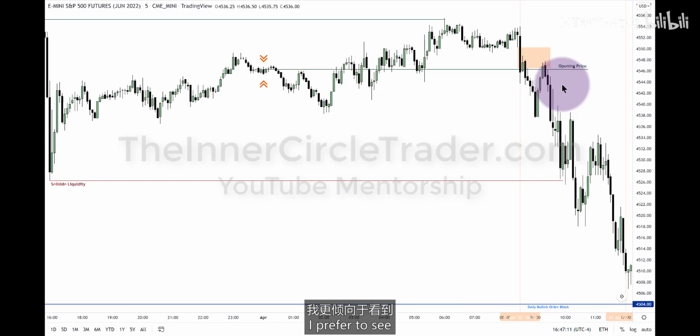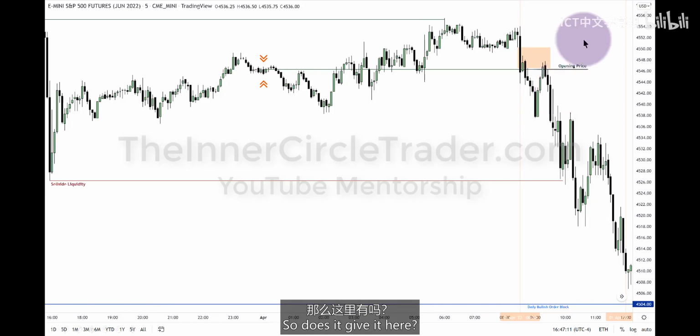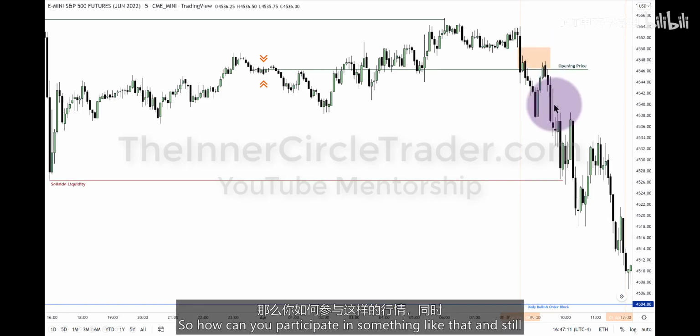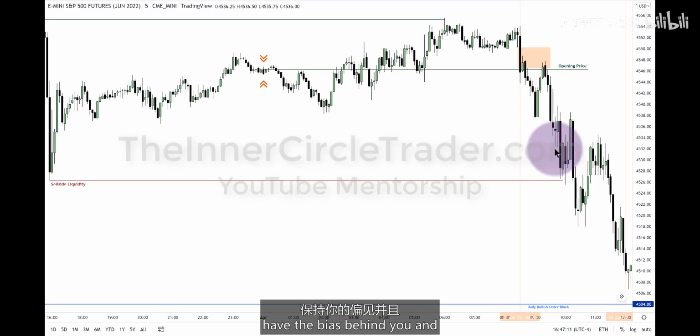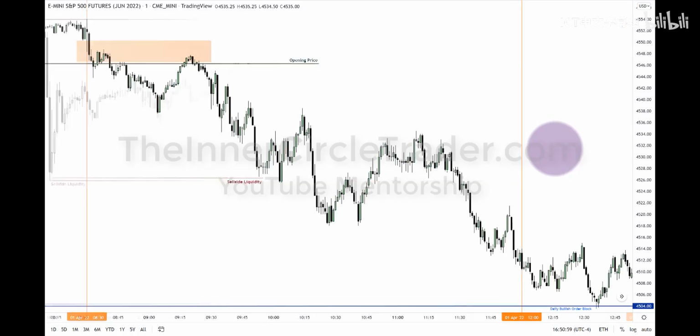I prefer to see my students look for the initial move to qualify what you expected. Lower prices, right? So does it give it here? Yes, it does. So how can you participate in something like that and still have the bias behind you and have multiple setups that you can take? Well, let's take a closer look on the lower time frame.